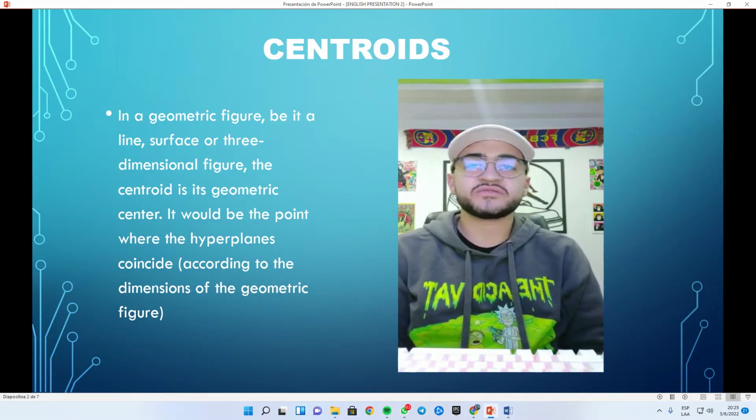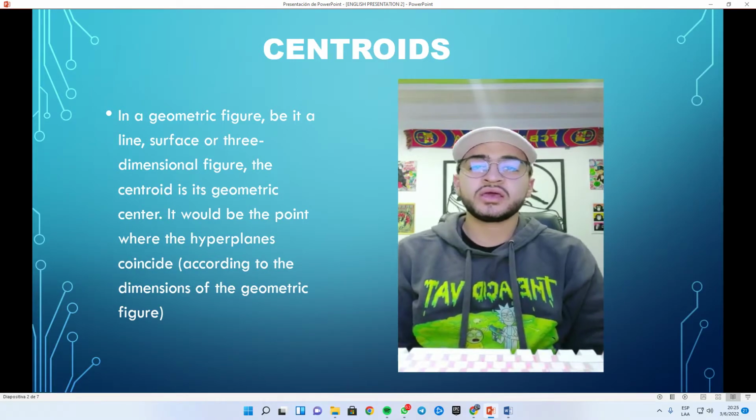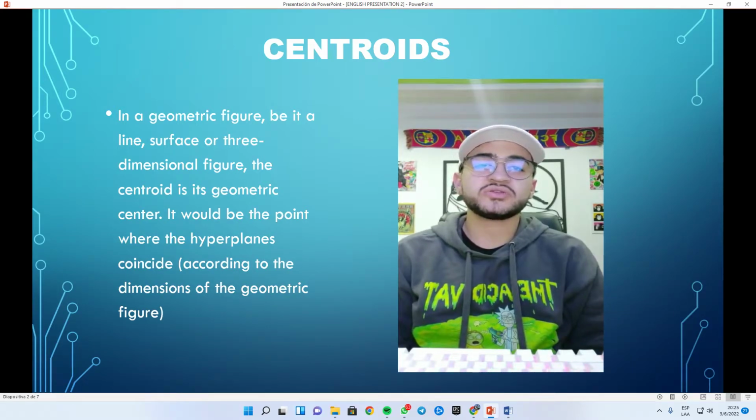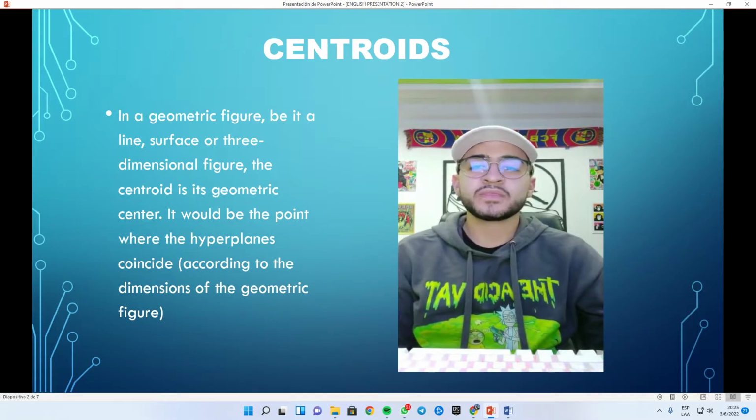So, in a geometric figure, be it a line, surface, or three-dimensional figure, the centroid is its geometric center. It will be the point where the hyperplanes coincide, according to the dimensions of the geometric figure, that divide the figure into parts of equal momentum. It will be its center of symmetry.